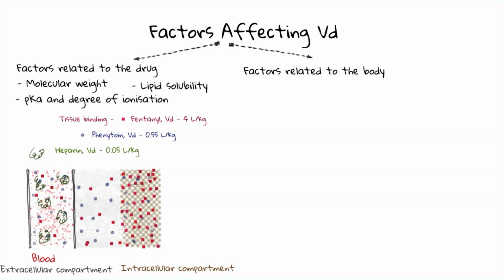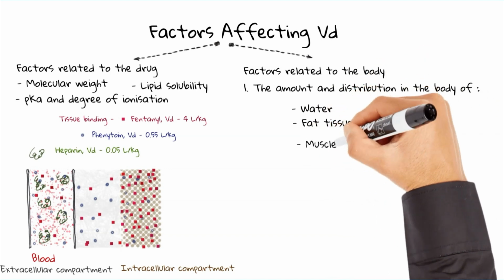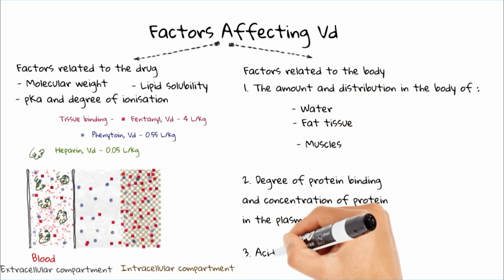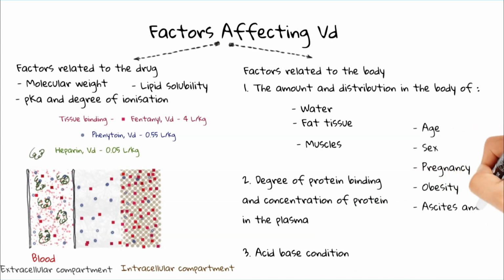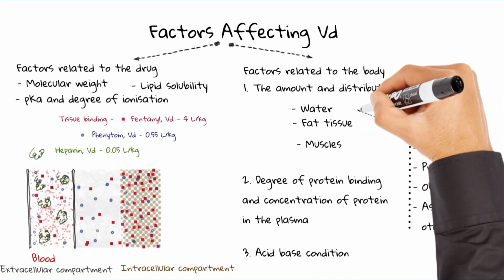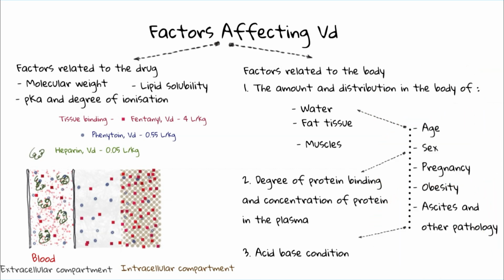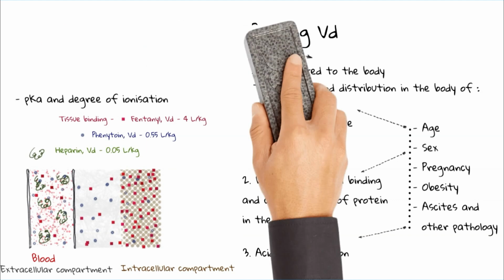Factors related to the body: the amount and distribution between compartments of total body fluid; the amount and distribution of fat tissue. Obesity, age, and sex can affect the distribution of drugs. Degree of protein binding and concentration of protein in the plasma. Muscle mass. Pregnancy. Acid-base disturbances may affect drug ionization and hence distribution.